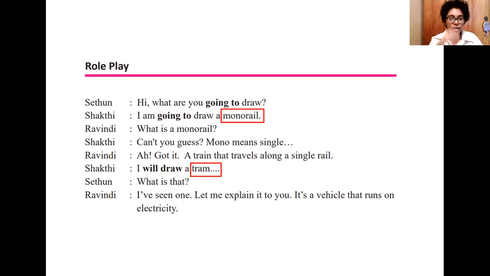So we have a few characters. Who are these characters? Setun, Shakti, and Ravindi. Setun says, "Hi, what are you going to draw?"